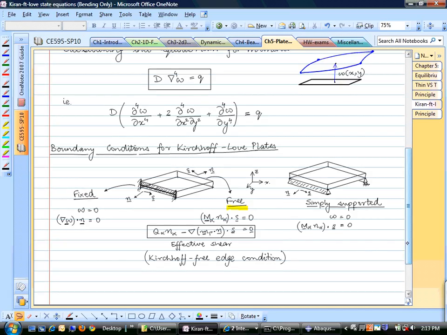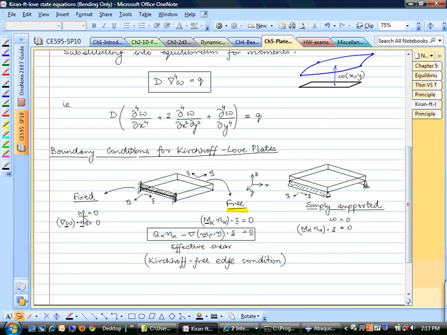Now boundary conditions for Kirchhoff-Love plate, they are similar to Reissner-Mindlin except for the free boundary. So let's first take a look at the fixed boundary. Since we are dealing with only a scalar, we have this equation that says on this edge W is fixed. So W is 0 on this edge. In addition, we are saying that the derivative of W, the gradient of W should not change in the n direction. That's the fixed plate boundary condition.